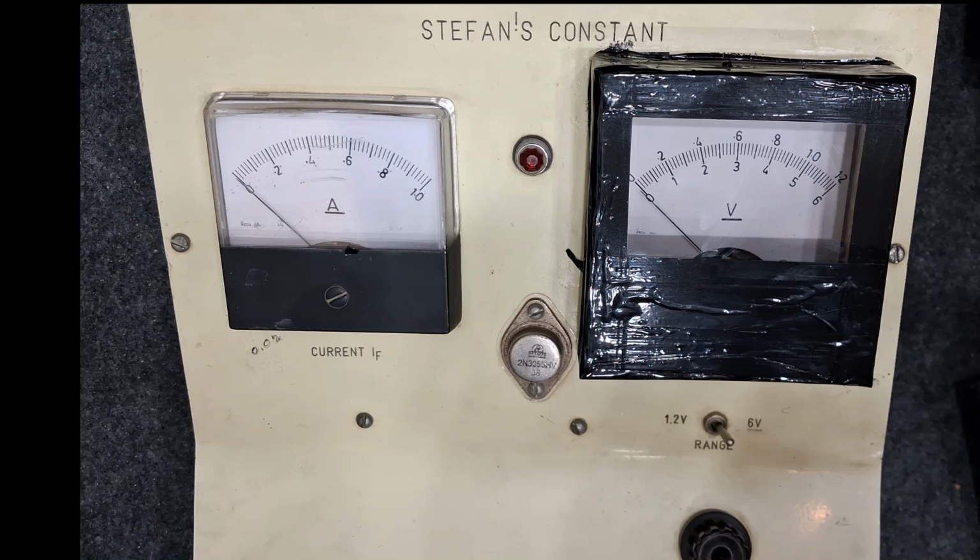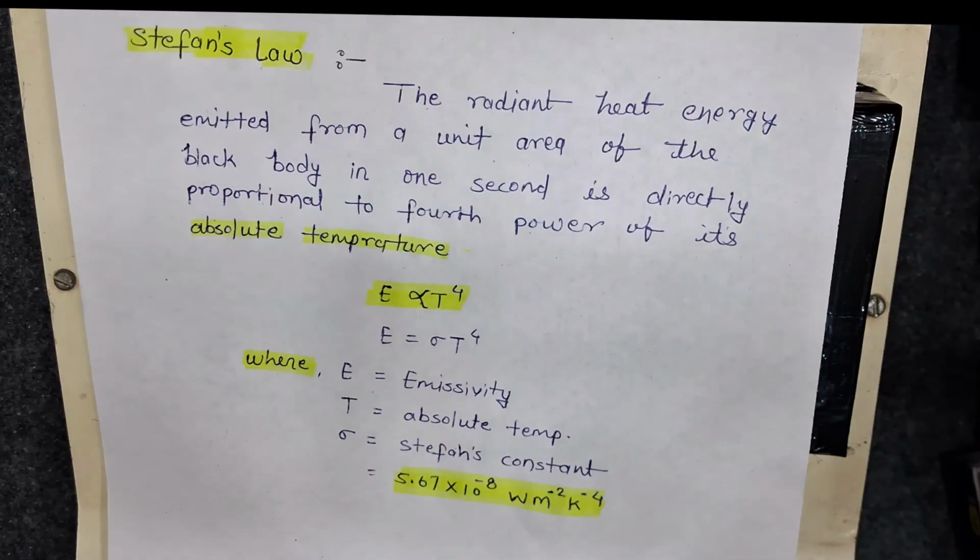Firstly, we will discuss what Stefan's law is. Stefan's law is related to black body radiation. Now, what is a black body? A black body is a theoretical object that absorbs all electromagnetic radiation that falls on it, including all wavelengths of light. This law was given by Stefan in 1879 and it was modified by the Austrian physicist Boltzmann in 1884. Now it is known as the Stefan-Boltzmann law.